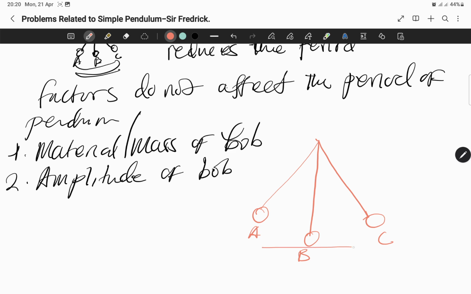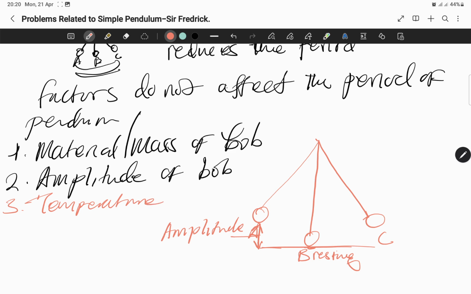Okay, and this is the ground. So the resting position is this. This is the resting position of the bob. So now the distance from here, the resting position, to there, this is what we are calling what? Amplitude. So no matter how high you displace your bob, it will not affect the period of a pendulum. Other factors, like temperature, do not affect the period of a pendulum.